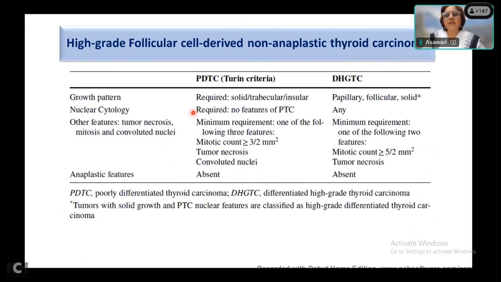Because by the earlier definition, PDTC or poorly differentiated thyroid carcinoma, as you correctly said, should satisfy all these criteria, right? But sometimes we do get papillary tumors, follicular tumors, where we have necrosis, where we have a high number of mitoses, and they have an equally worse prognosis. So they are called differentiated high-grade thyroid carcinoma.